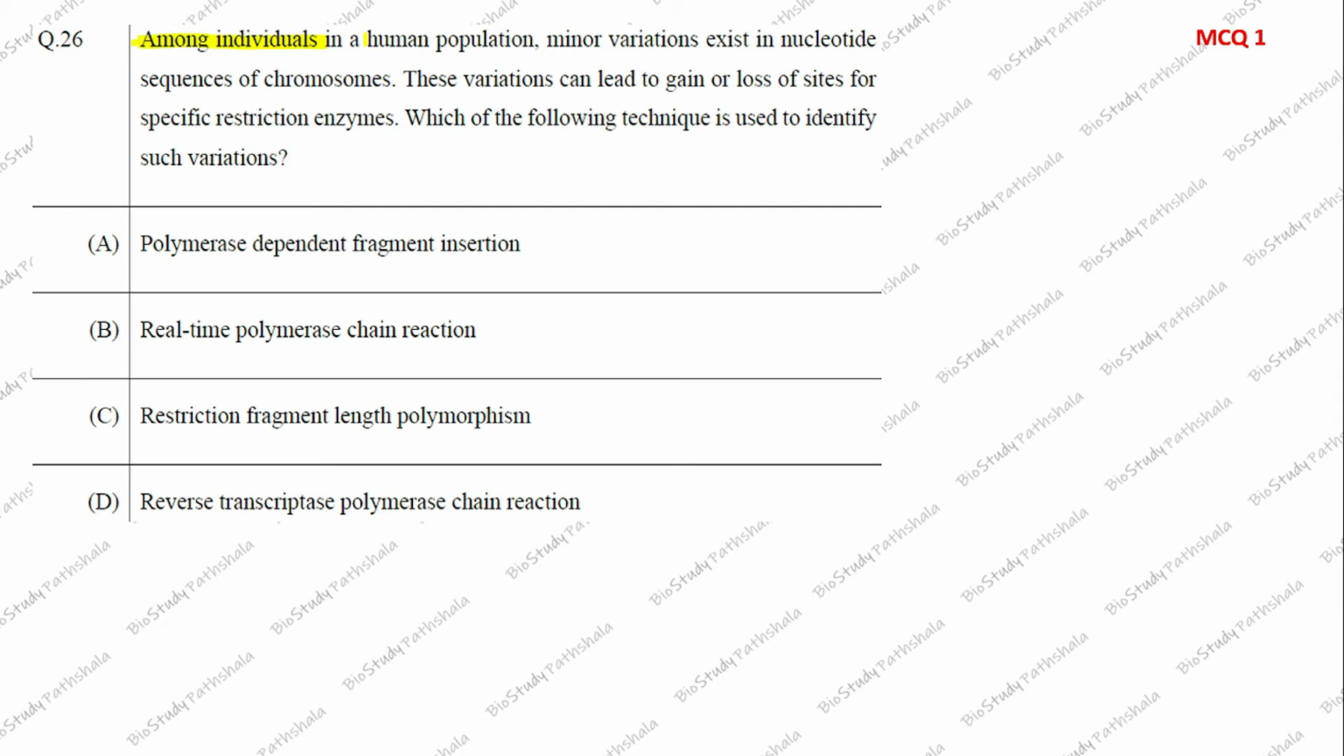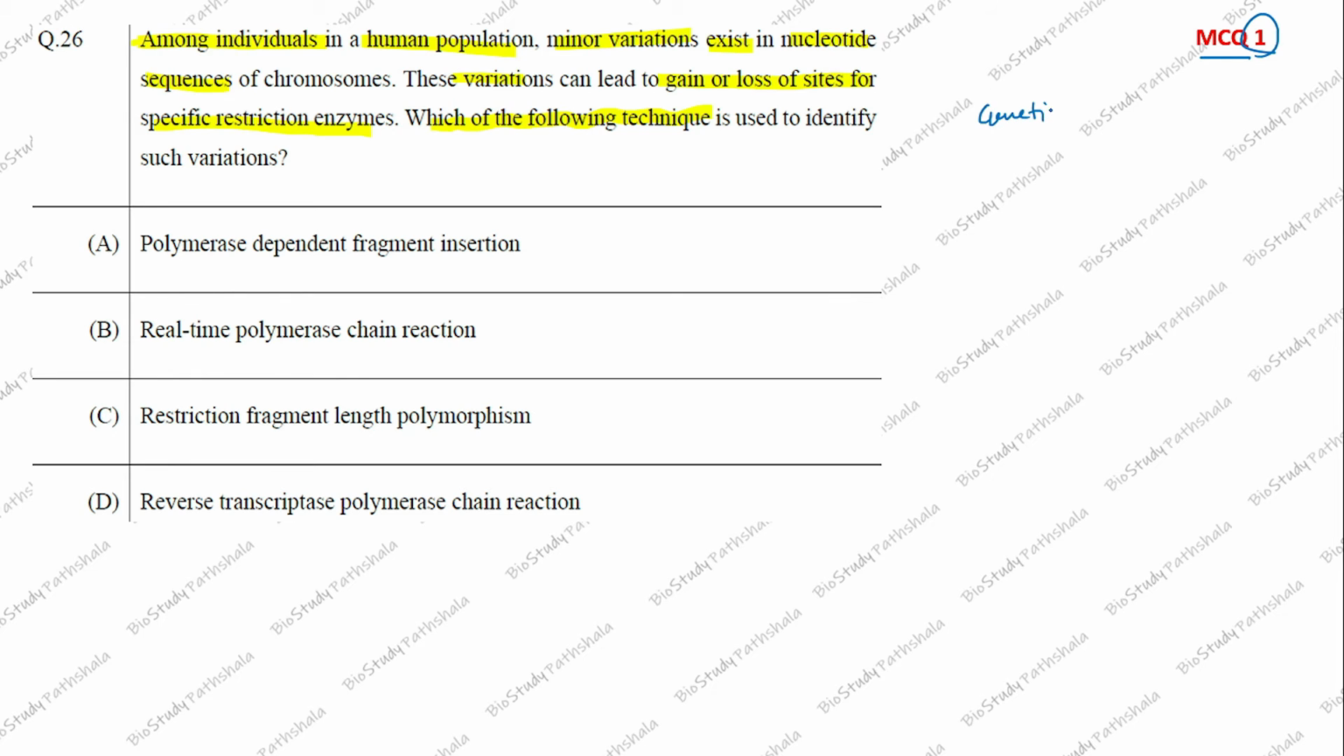Among individuals in a human population, minor variations exist in nucleotide sequences of chromosomes. These variations can lead to gain or loss of sites for specific restriction enzymes. Which of the following techniques is used to identify such variation? This question is MCQ type with 1 mark.